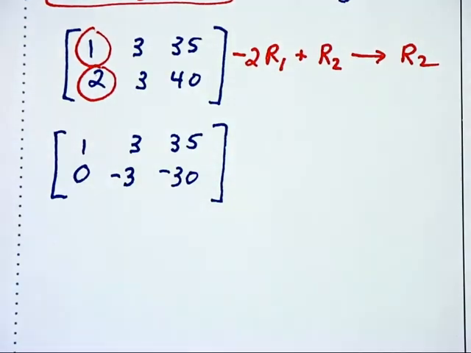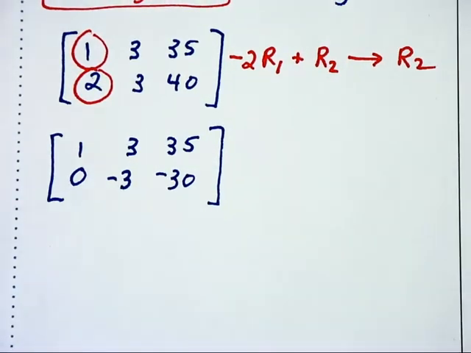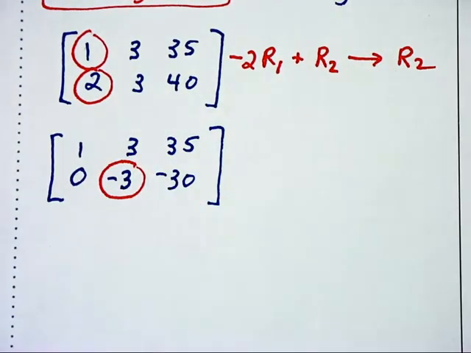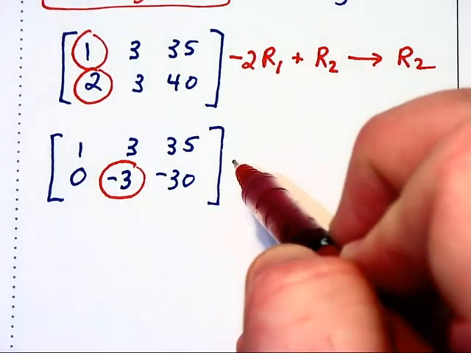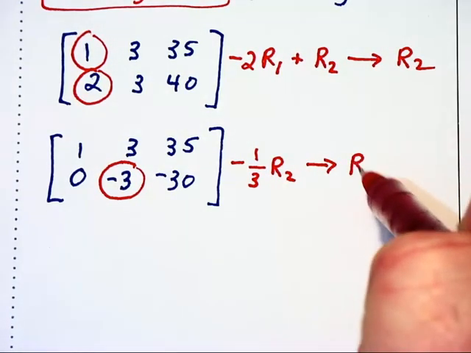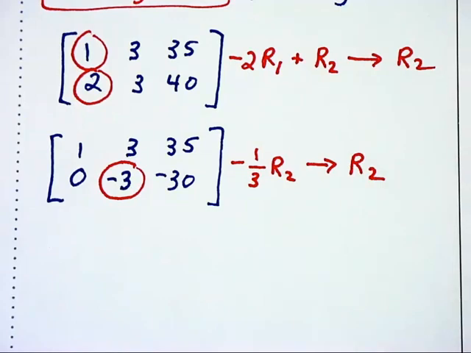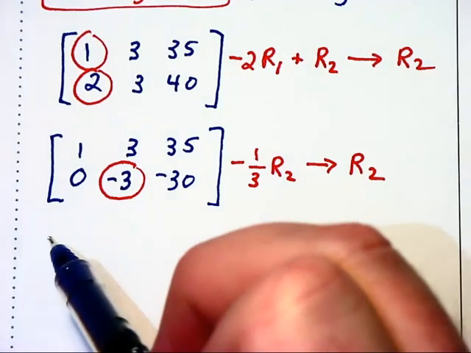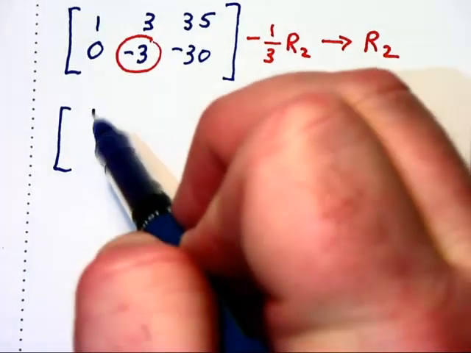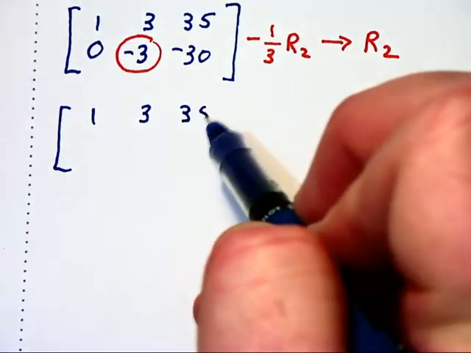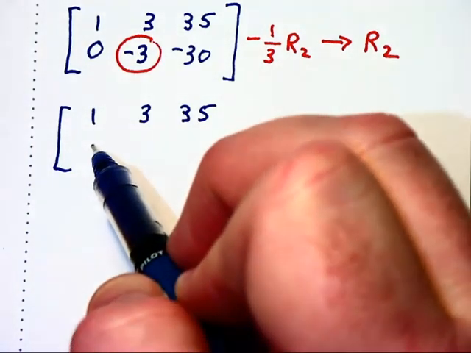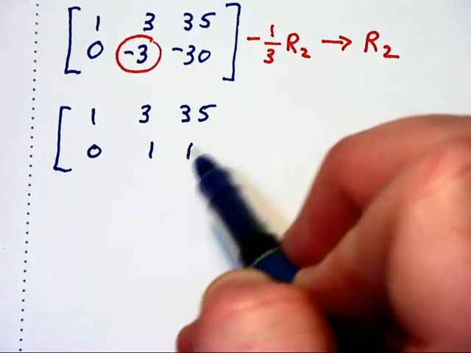Okay, so that fills that in. Now we need to get a 1 where this negative 3 is. So we're going to multiply through by the reciprocal of that row and say negative 1/3 row 2 is the new row 2. Okay. So keep the top row as it is. It's going to stay 1, 3, 35, and we're going to multiply that second equation through by negative 1/3. That gives me 0, 1, and 10.